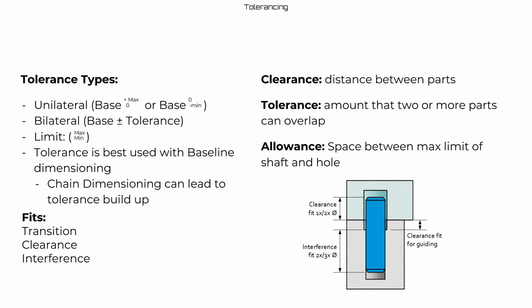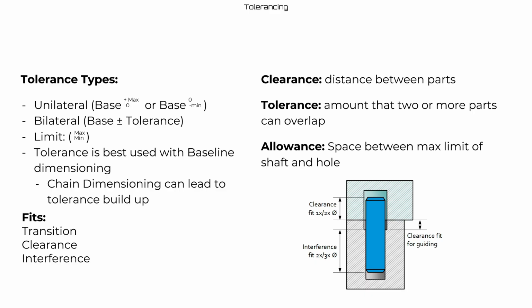Tolerances are best used with baseline dimensioning, because if you're doing chain dimensioning, tolerances can build up, and that won't end well. I did not put this on the slides, but I'm going to say it outright. Tolerances with imperial or metric dimensioning are really different. You don't want a bunch of decimals when using the imperial system, inches or feet. That's only useful in the metric system. Just a heads up.